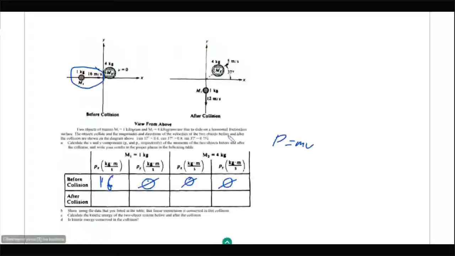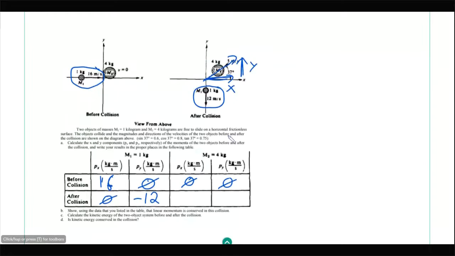Afterwards, we have M1 now moving entirely in the y direction. So its momentum is going to be negative 12. Negative because it's going downwards in that negative direction, and 12 because 12 times 1 is 12. And it's not moving at all in the horizontal direction. For the bigger mass, the 4 kilogram one, it's now moving at a 37-degree angle. So some part of its motion is in the x direction, and some part of its motion is in the y direction. All we have to do is split it up now.